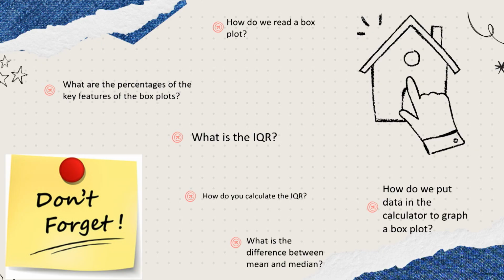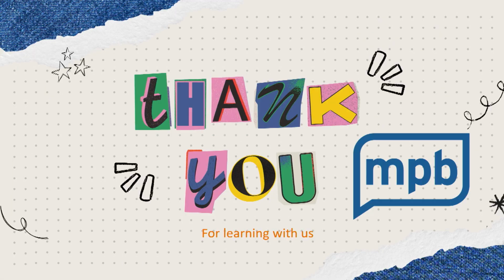How do we put this in the calculator? How do we calculate that IQR? What is the difference between the mean and the median? Remember, the median is the middle. The mean is the average. And how do we put the data in our calculator to graph this box plot? We just did that. You do not want to forget those steps.